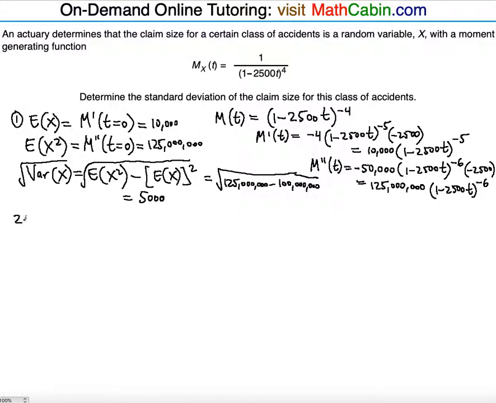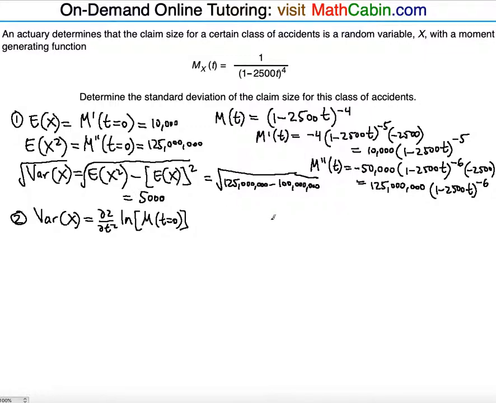So this was the first way of solving it. The second way is to recall that the variance of X can be expressed as the second derivative of the ln of the moment generating function at t equals 0. So let's find the ln first of this.